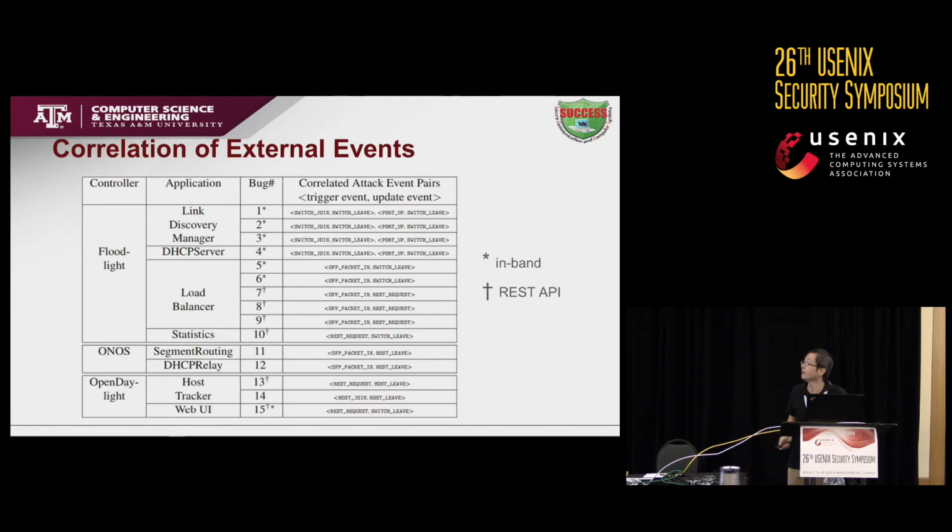And this table shows some details about the affected applications in different controllers and the correlated attack events that the attacker can potentially exploit. We list them in this order, as you can see.